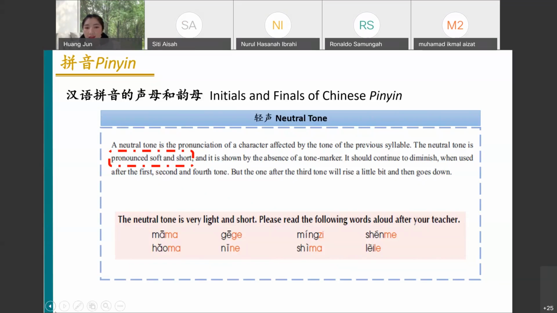Second word, 哥哥. 哥哥. Very good. Don't read the ge here with its full tone. 哥哥. In Mandarin one, you have to remember it. 哥哥 means elder brother. You are abang. Okay. 哥哥. Then the third word, 名字. 名字 means name. Next class we will learn how to say what's your name, so we will learn about this word 名字. Then word number 4, 什么?